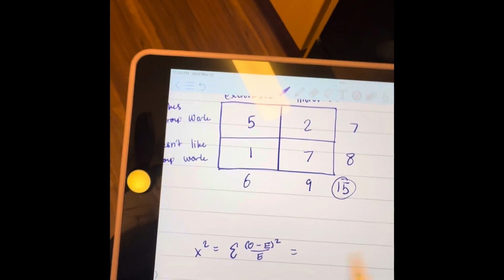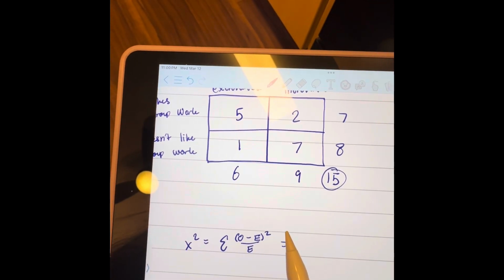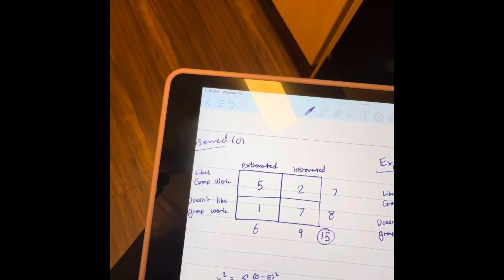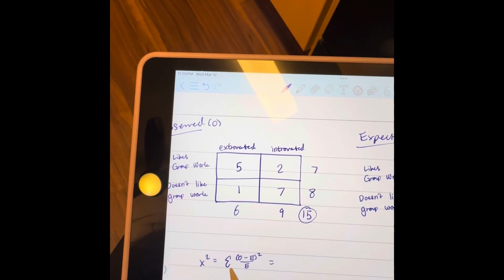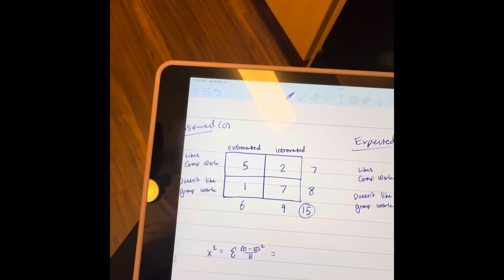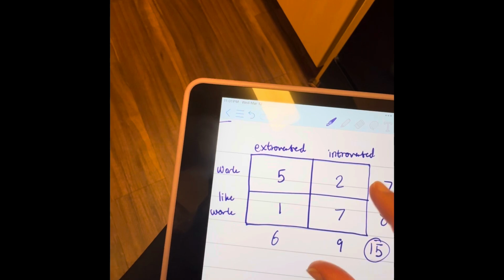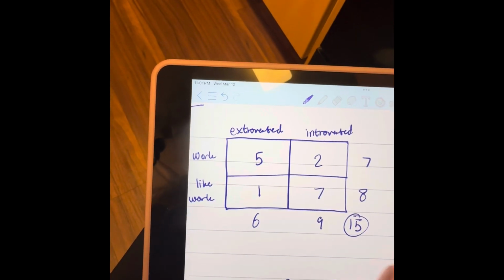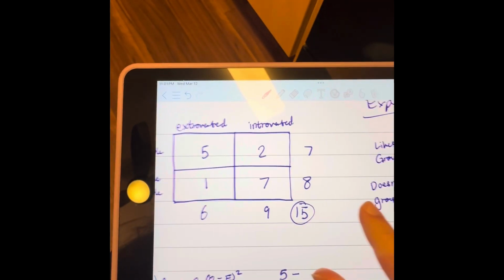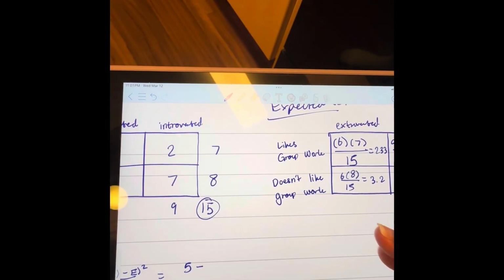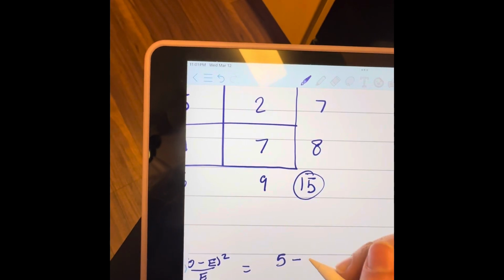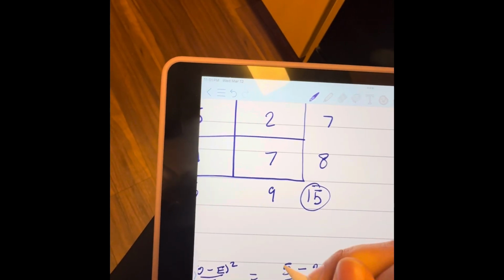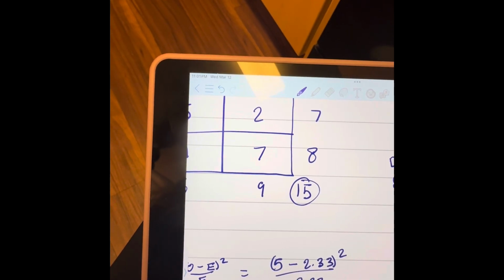And we're going to do observed minus expected squared all over the expected value. So we're going to break this up into boxes since this is a summation. So we're adding up all of the boxes. So our first box is our top left. Observed value is 5 minus the expected value is 2.33. So 5 minus 2.33 all over 2.33, and make sure this is squared.